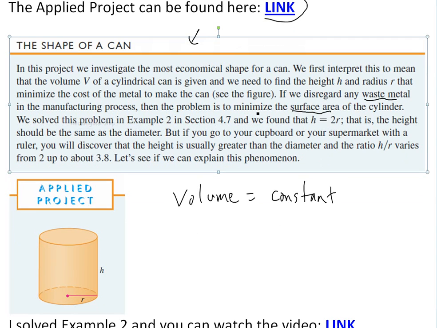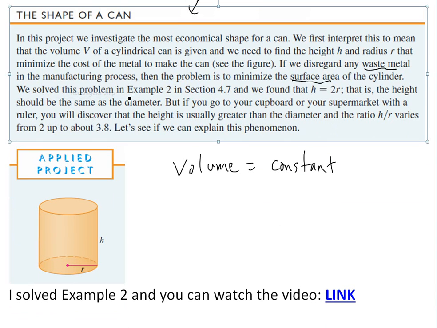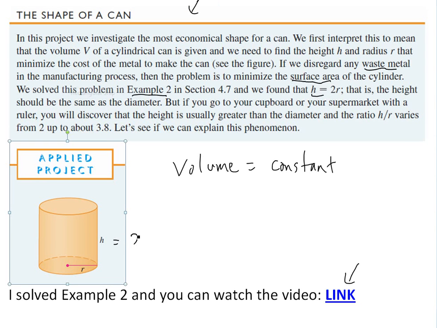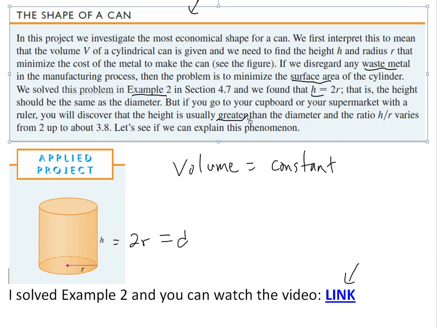And I did this problem actually in one of my math videos. You can see this example too. I did this one, and we found that h equals 2r. And you could click on this link here to see my video where I prove this as well. Basically, if the height is equal to 2r, that's just equal to the diameter. But the problem here, if you go out to your supermarket, as it says here, is that you'll see the height is usually greater than the diameter, even though the optimal one should be the same as the diameter.